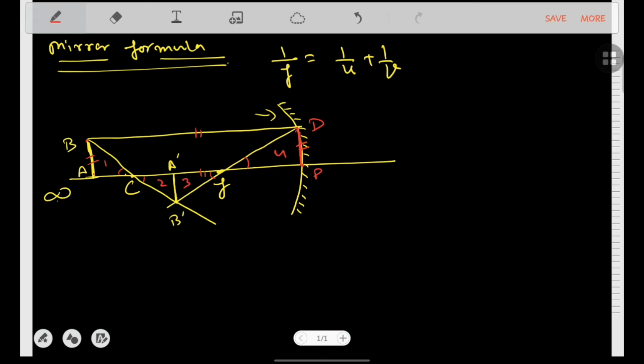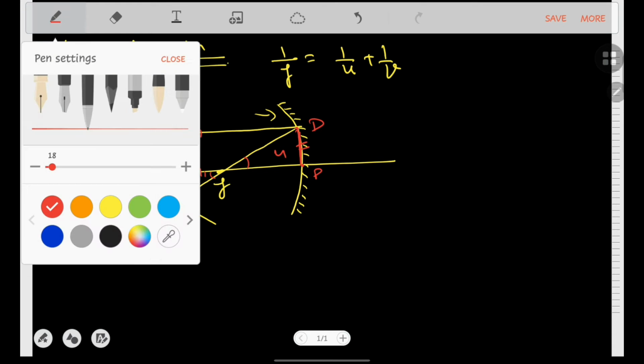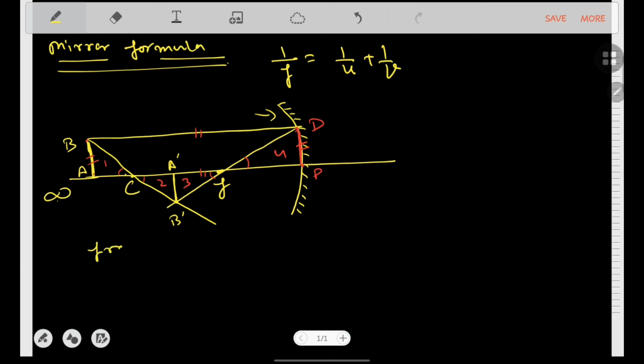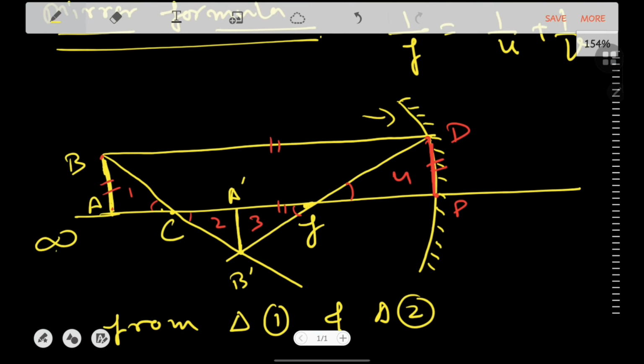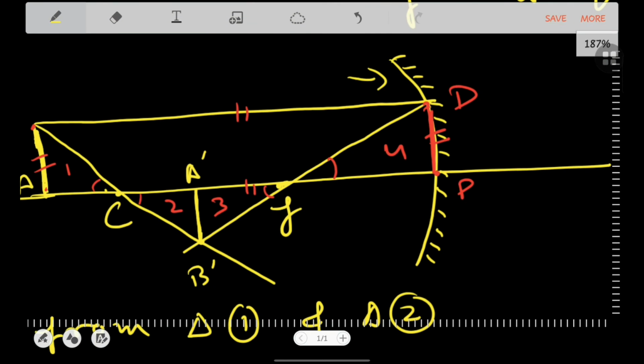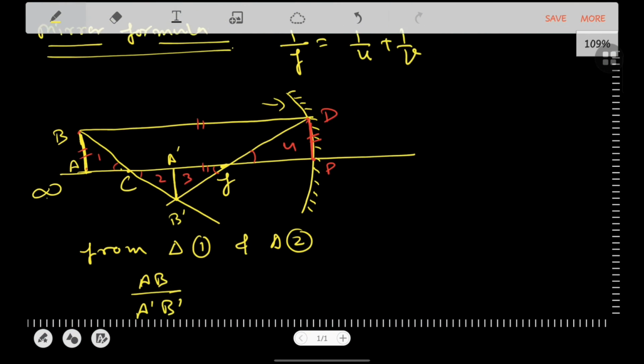So from triangle 1 and triangle 2, what can we get here? Let's check. We can see here that AB upon A dash B dash. Here it is clearly visible, you can see AB, and then here A dash B dash. We are talking about triangles 1 and 2 only.